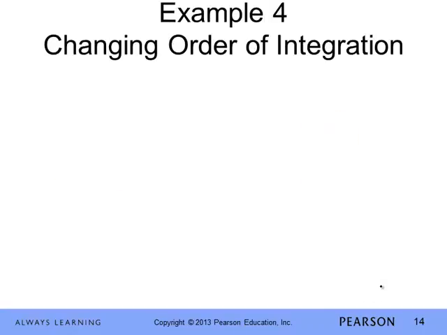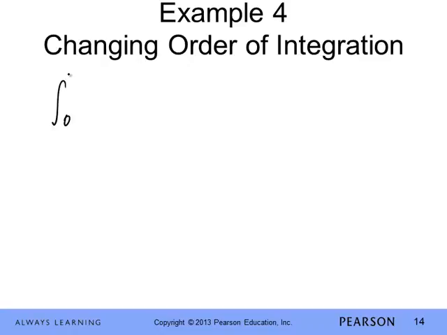Sometimes you have set up your triple integral and find out that you can't actually integrate it as it is. So how do you do it? Let's take a look at example 4. And you're given this triple integral.